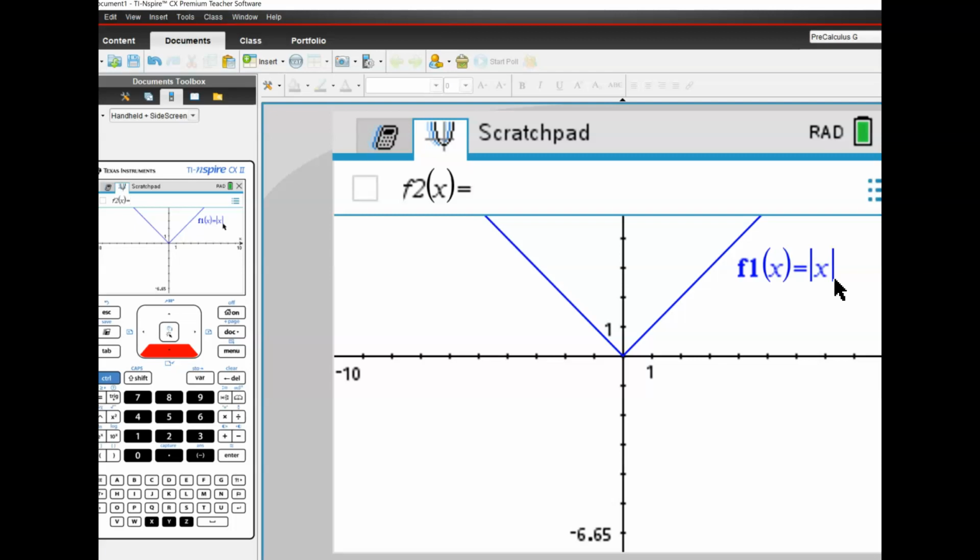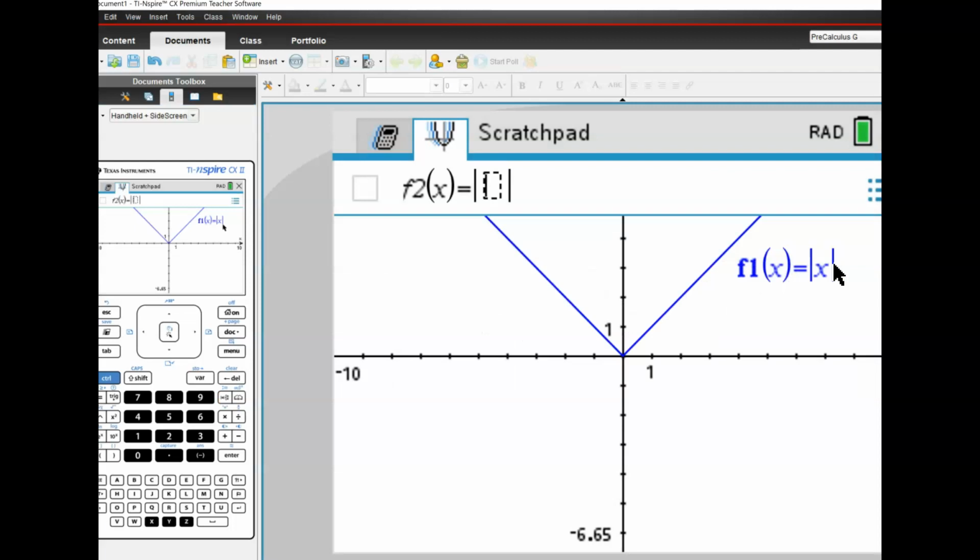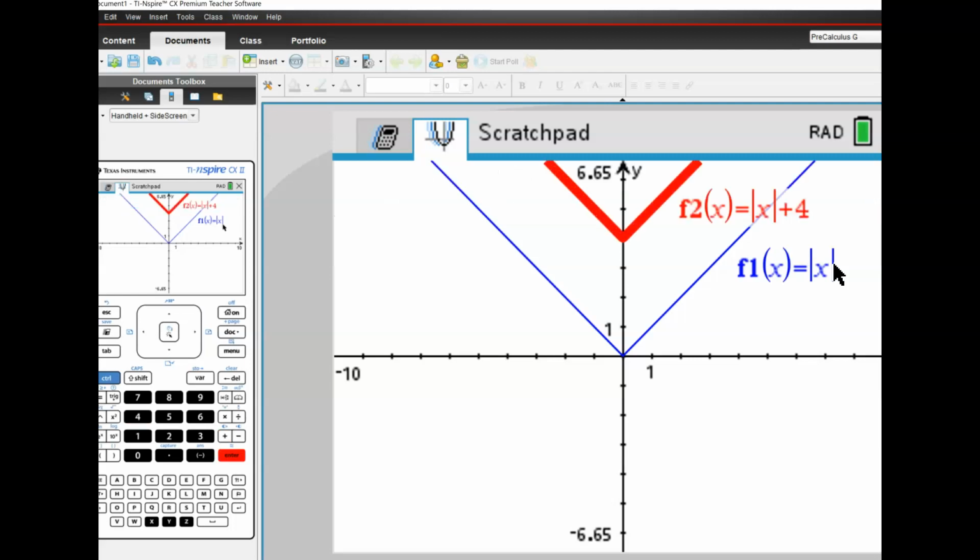Okay, the next one we're doing is absolute value of x and then plus 4. So you have to go over to the math template again. And you must scroll over to where absolute value is. You put x inside absolute value and you scroll over and then you have to push plus 4. Now if you push enter, they both are on the same graph. So if your calculator does not have both on there, please raise your hand and we'll help you.